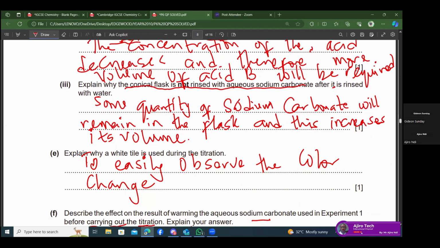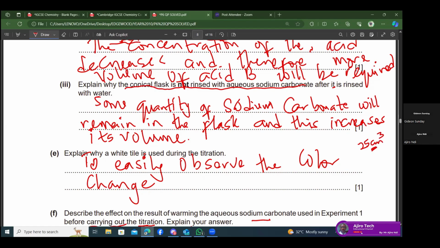The next one says, explain why the conical flask is not rinsed with aqueous sodium carbonate after it is rinsed with water. Now, after you rinse the conical flask with water, do not rinse with aqueous sodium carbonate, because by the time you rinse it with aqueous sodium carbonate, some of the quantity of sodium carbonate will remain in the flask as droplets. And this will increase the volume of sodium carbonate to be used. In the experiment, you're expected to use 25 centimeter cube of sodium carbonate.